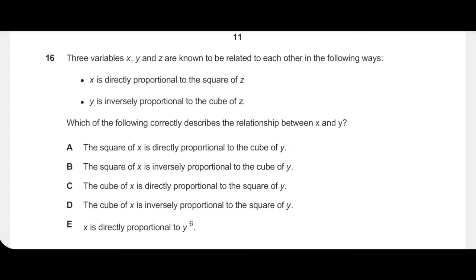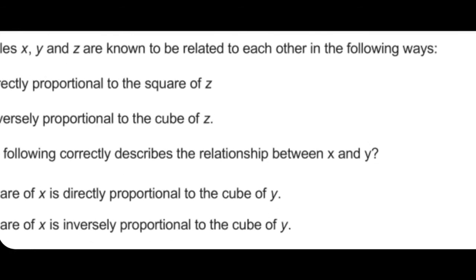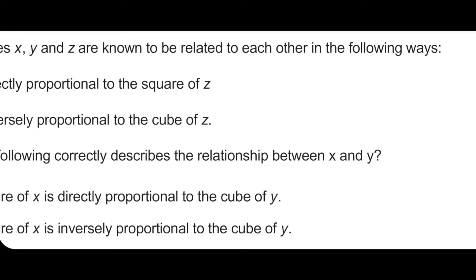3 variables, x, y, and z, are known to be related to each other in the following ways. X is directly proportional to the square of z, y is inversely proportional to the cube of z. Which of the following correctly describes the relationship between x and y? So, step number 1 will be to translate these statements into expressions. So x is directly proportional to z squared and y is directly proportional to 1 over z cubed.